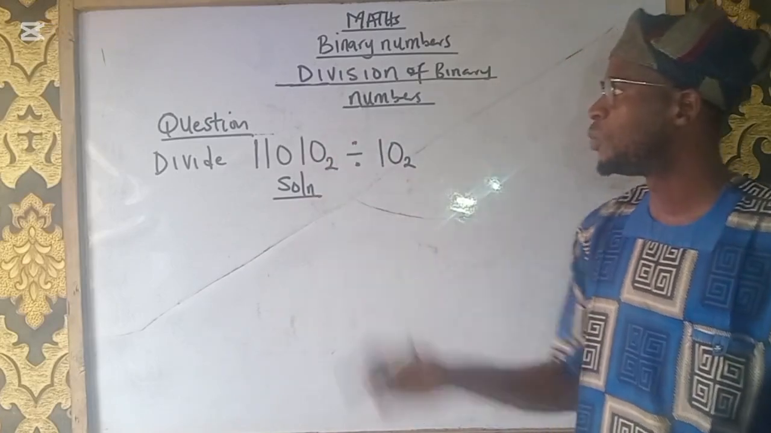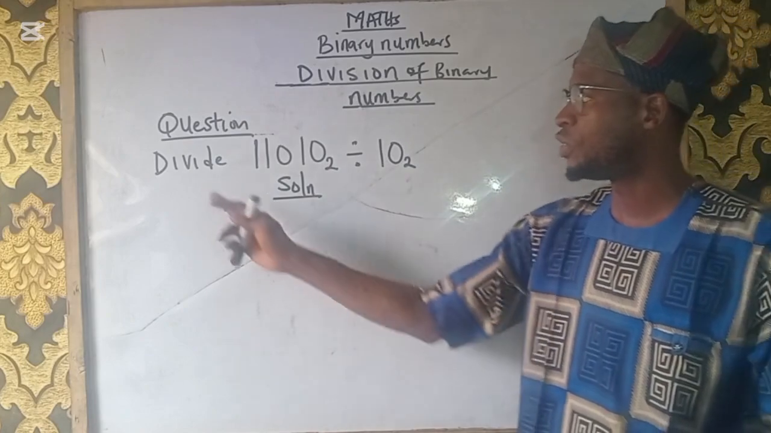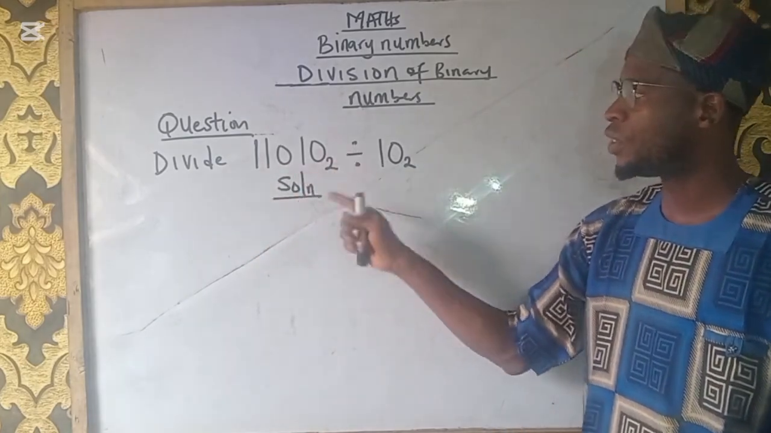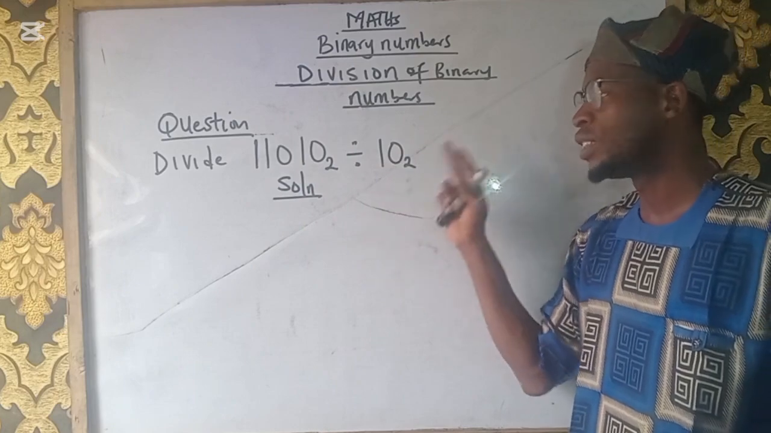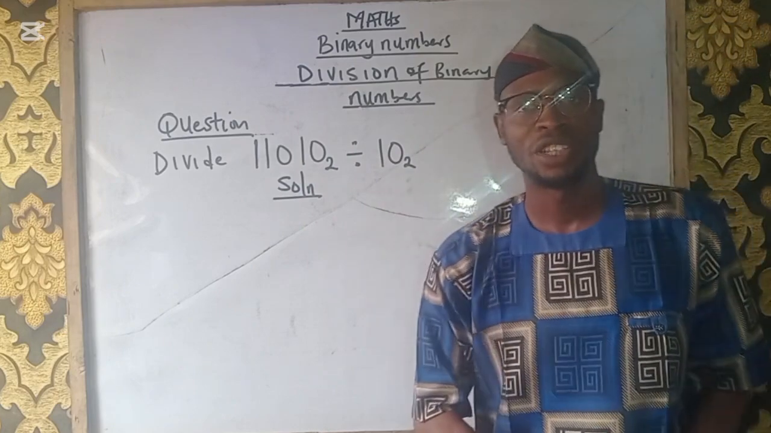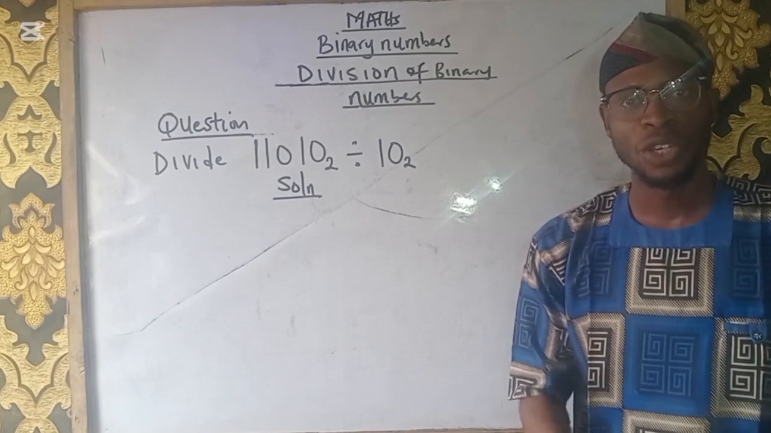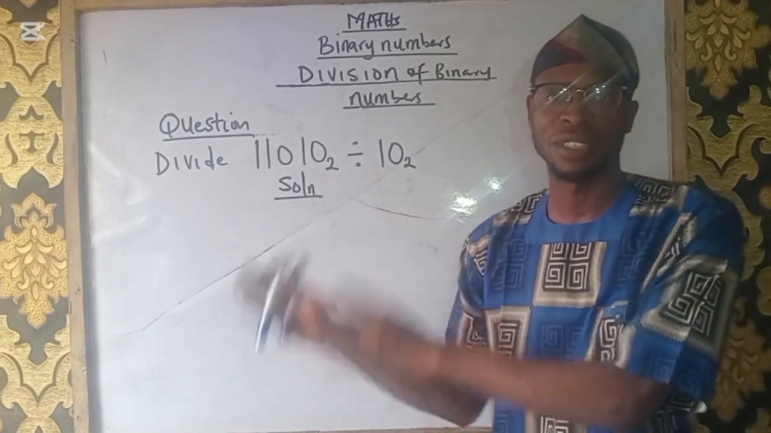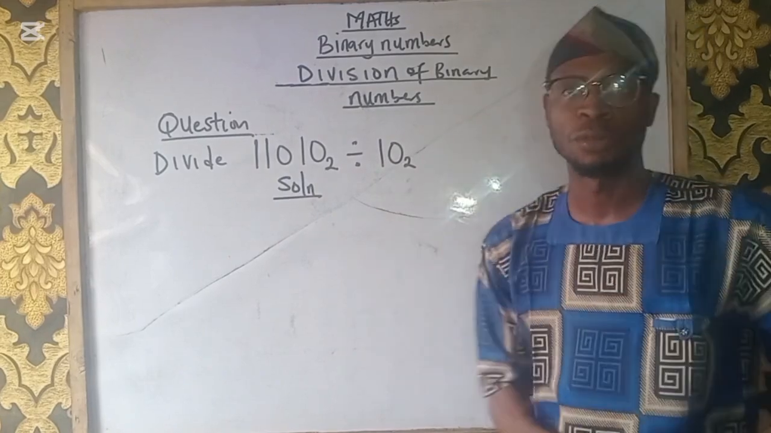So we have division of binary numbers on the board, and we are asked to divide 11010 in base 2 by 10 in base 2. How do you carry out division of binary numbers? The same way you did division of numbers in base 10, you're going to apply the same principle here.